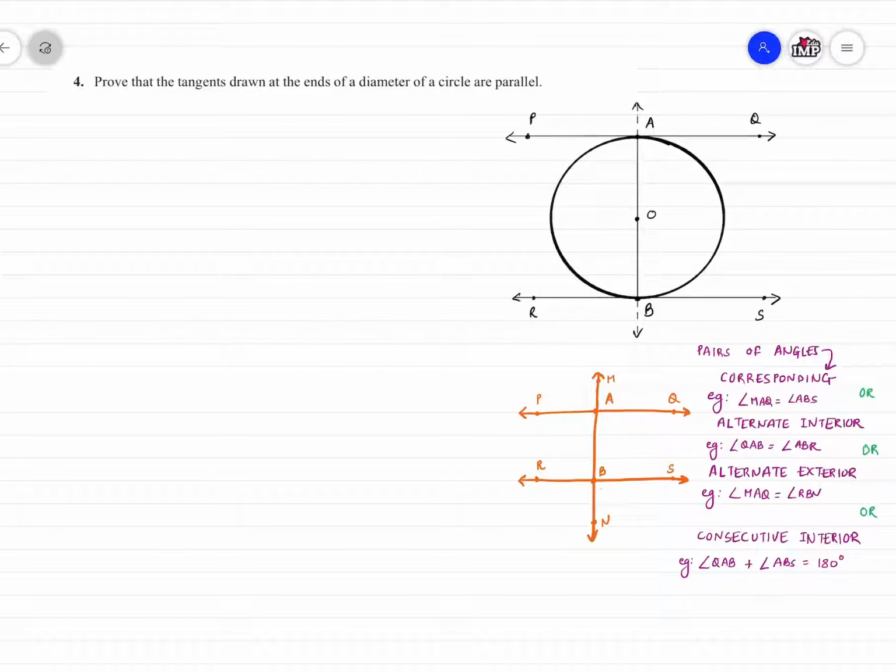Now, that means we have a circle. Let's say we have a circle with center O. AB is the diameter, and the tangents are drawn from the ends of this diameter. So a tangent PQ is drawn from the end A, and RS is drawn from the end B. We have to show that these tangents are parallel to each other. That means PQ is parallel to RS. So first let's write down the given and the to-prove statement, and then we look at how we can actually prove it.